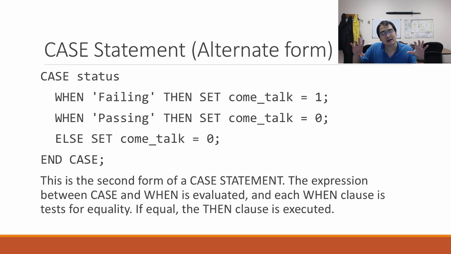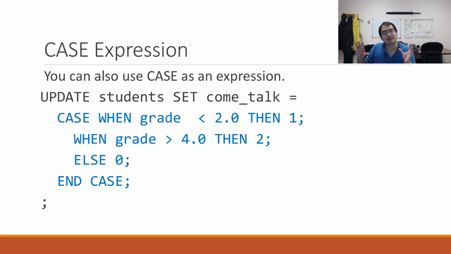Alright, so these are case statements. How do you know it's a case statement? Well, it starts with case and ends with a semicolon. Another way to use the keyword case is in expressions. These are things that return a value. So you can use case as an expression in some other SQL statement. So if I want to set the column come talk in a particular table named students, I could say update students set come talk equal to, and then I use this case statement to figure out what I should be setting come talk to.